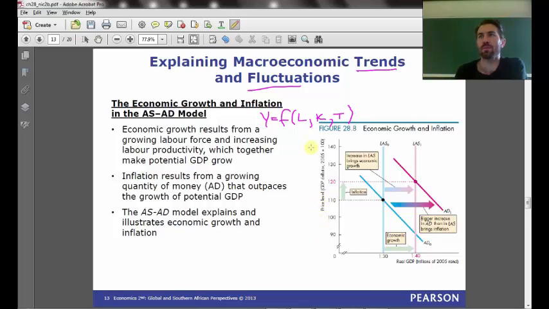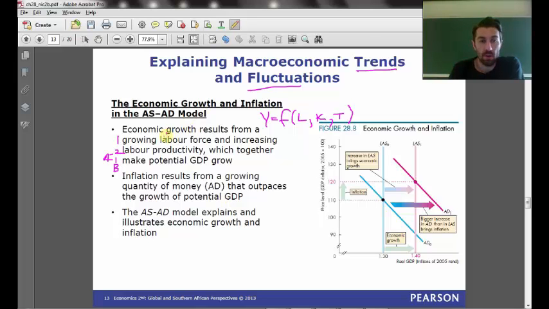Remember this? Chapter 24? Production, what goes into your production function? The primary factors: labor, capital, technology, the state of technology, T. So, economic growth results from a growing labor force or increasing labor productivity, which is what we would call T, which together make potential GDP growth. Sorry, an increase in labor productivity is T or K, depending, right? So, there's 2A and 2B. Labor productivity increases due to either capital or technology changes. So there are three ways in which economic growth can occur.